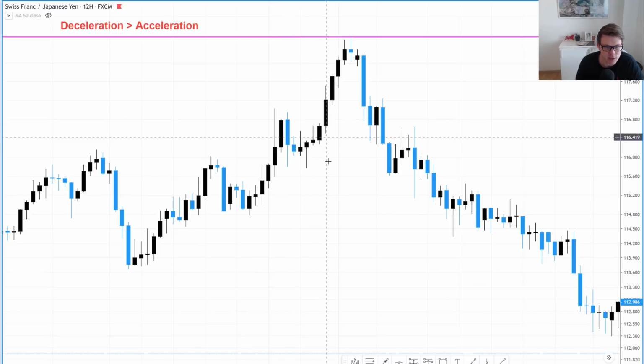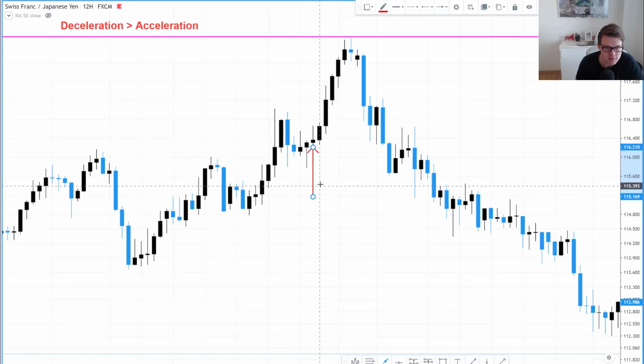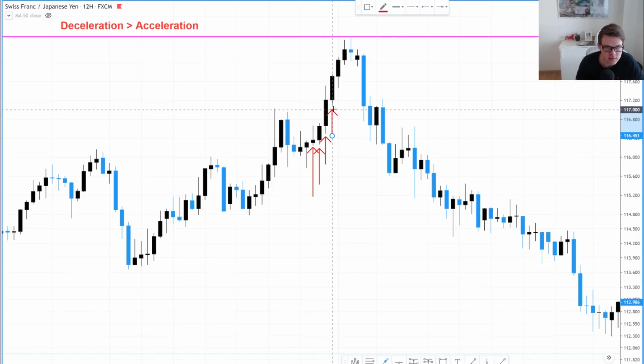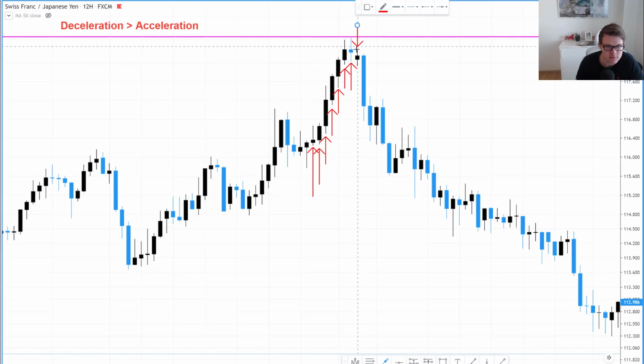So you can see here we have the market, the trend is accelerating again. So we have a very small candle here, a larger candle here, another huge large candle here, another strong candle here, and then the candles get smaller and smaller and smaller, and now the market turns around. It did reach the resistance.